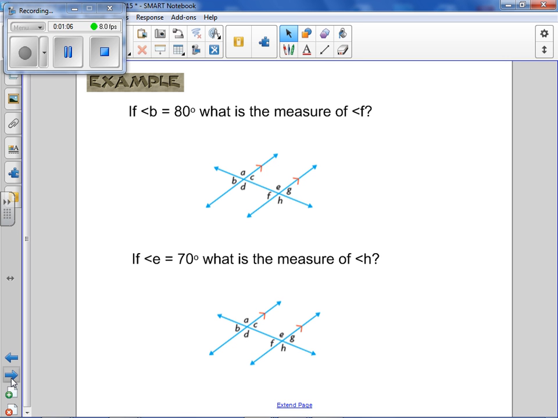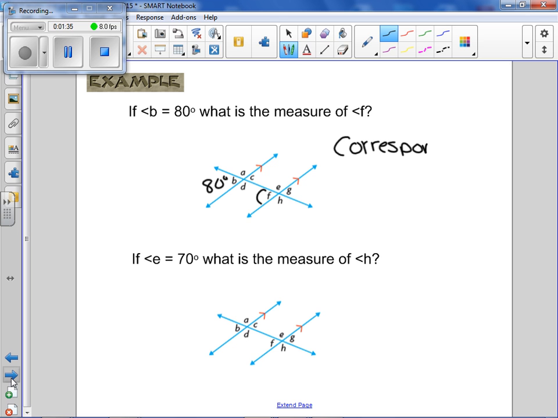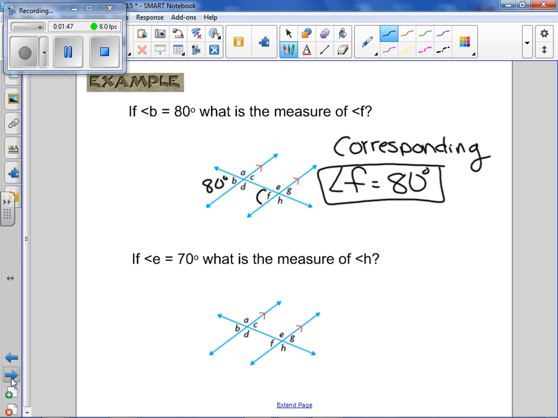So now we're going to do a few examples that are a mixture of all of the angle pairs that we've learned. So question 1, it's telling us that angle B is going to be 80. Each question is a little different. We need to find F. So B and F are on the same position, one interior, one exterior. So they are corresponding. I know that corresponding angles are equal. Therefore, F has to equal what B is, which is 80. And that's our first example.